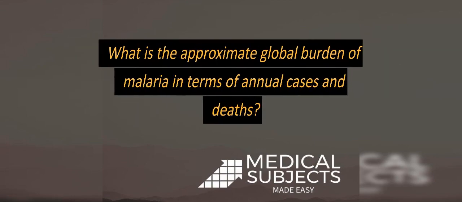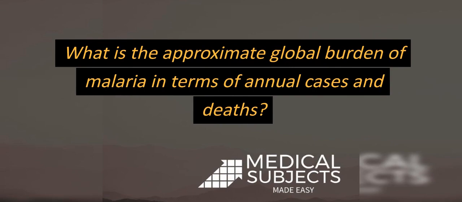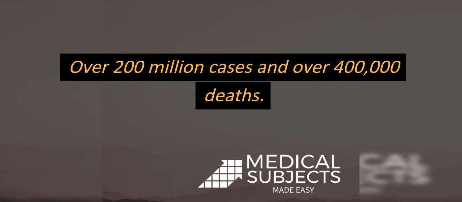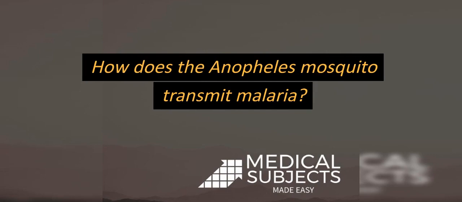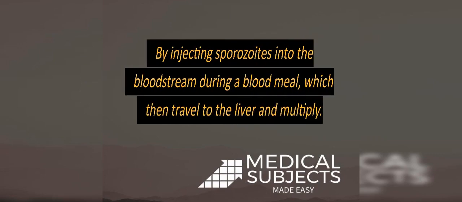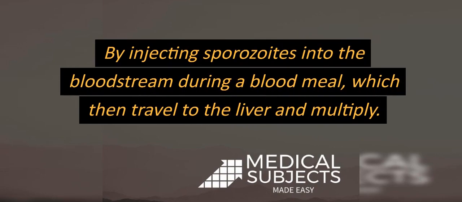26. What is the approximate global burden of malaria in terms of annual cases and deaths? Over 200 million cases and over 400,000 deaths. 27. How does the Anopheles mosquito transmit malaria? By injecting sporozoites into the bloodstream during a blood meal, which then travel to the liver and multiply.